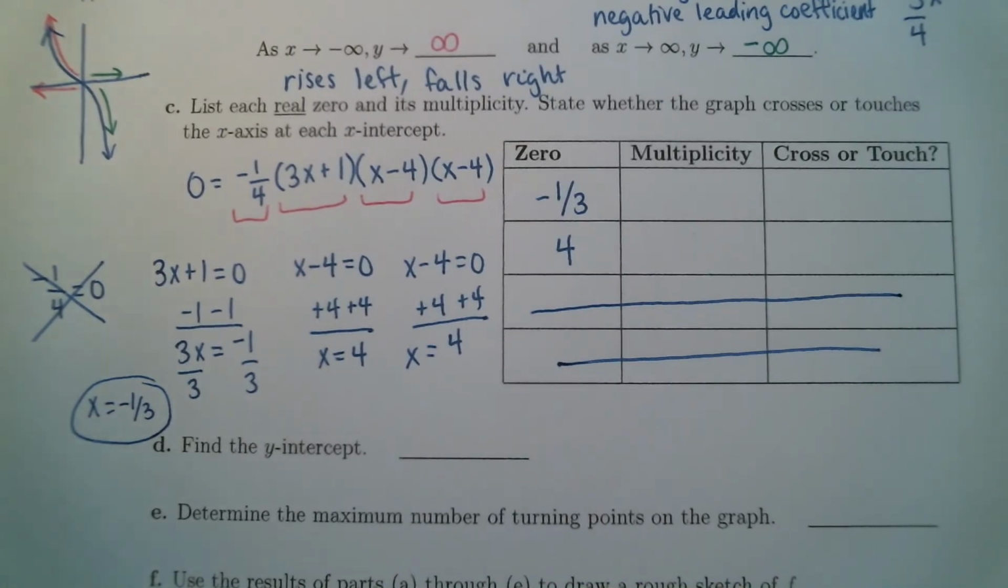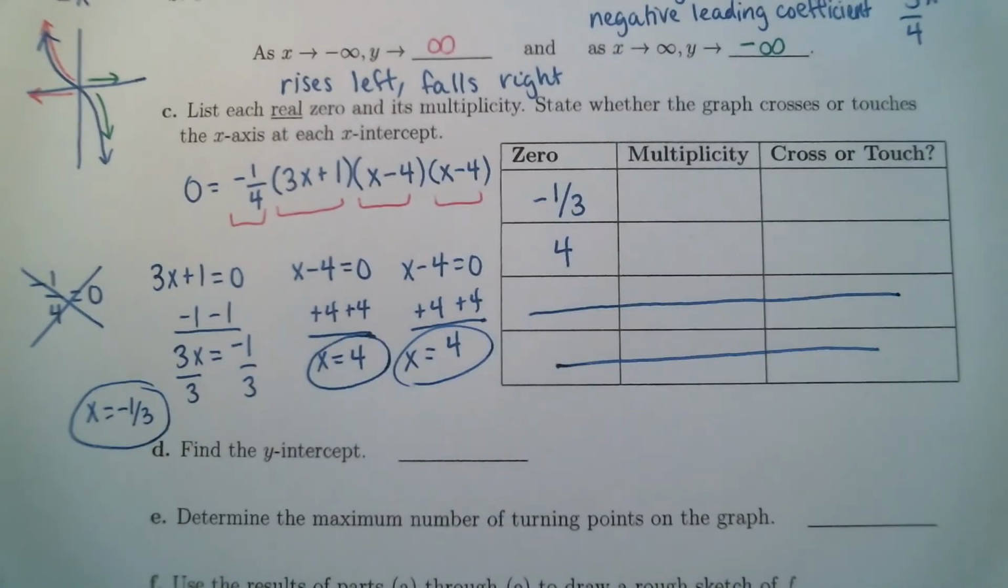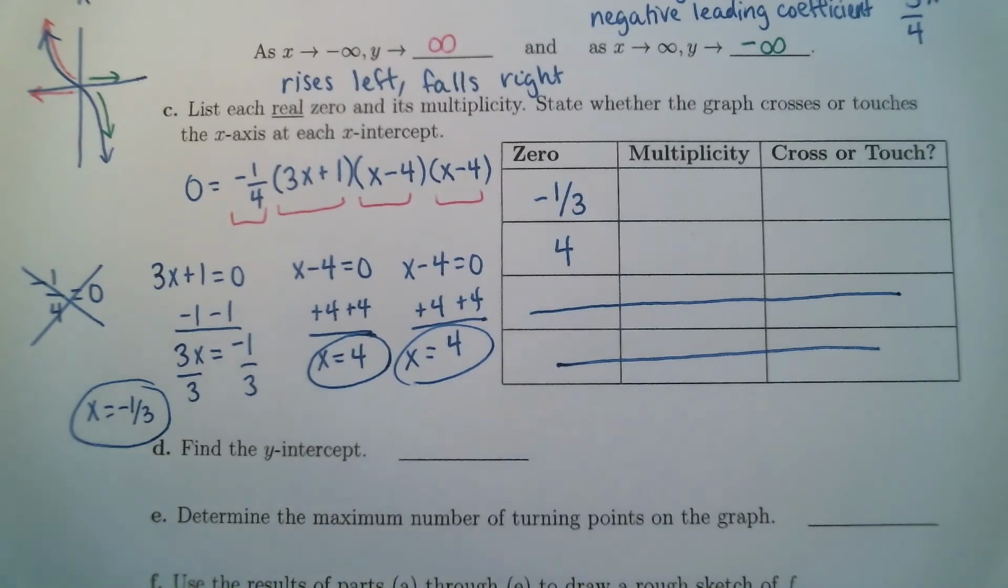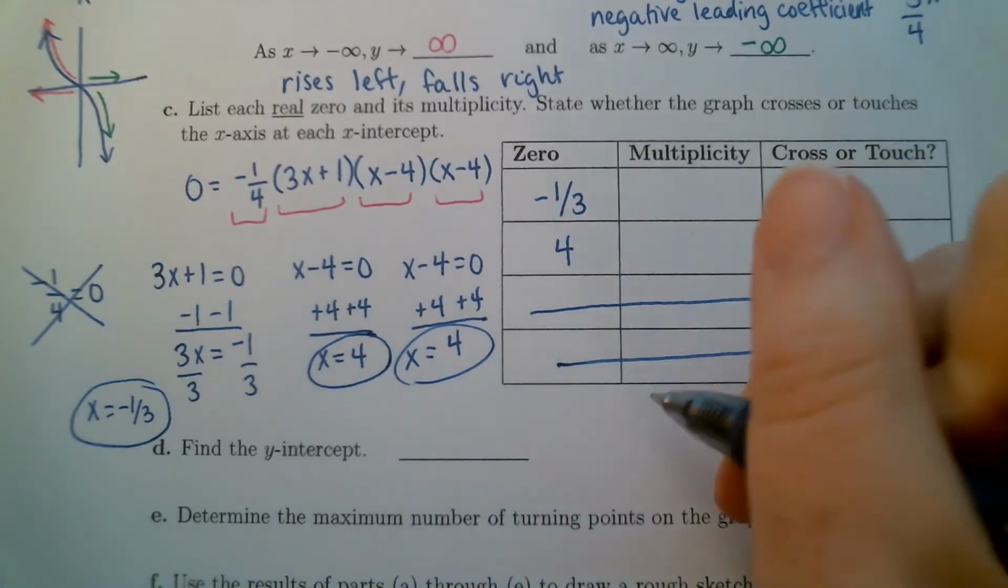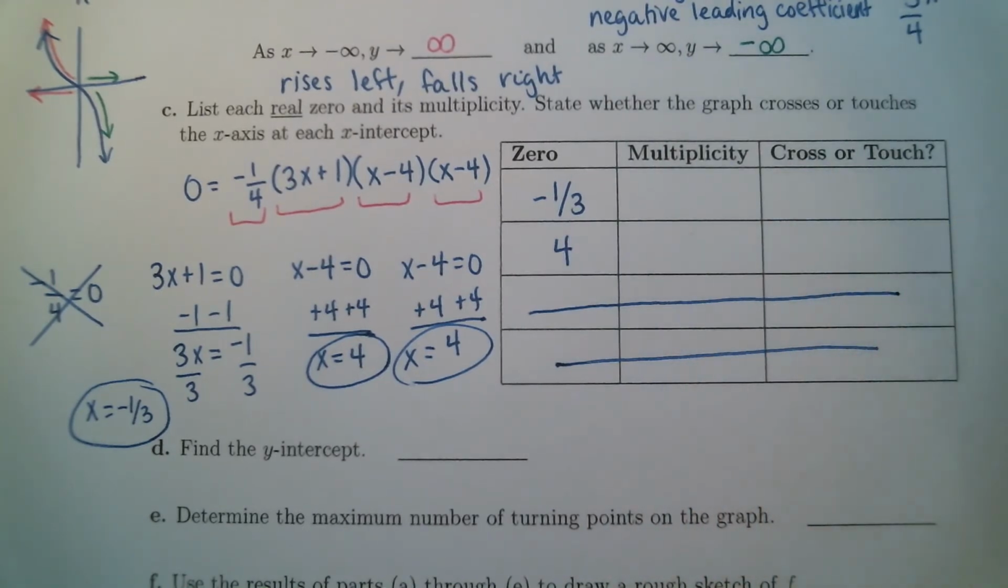So now it has come to the time to talk about what this multiplicity is. Multiplicity, like I said, is a number associated with each zero. So the best way you can think about multiplicity is this. Let me see if I can find some room to write this down.